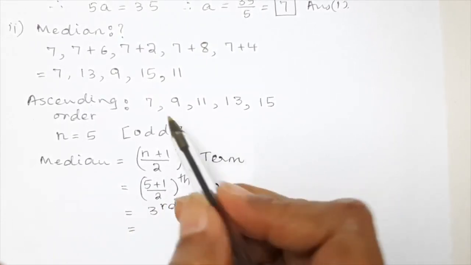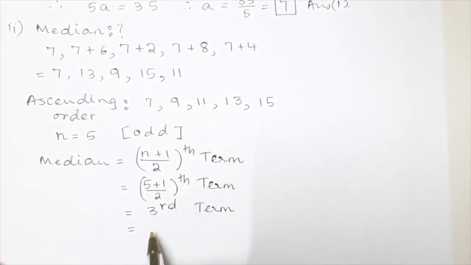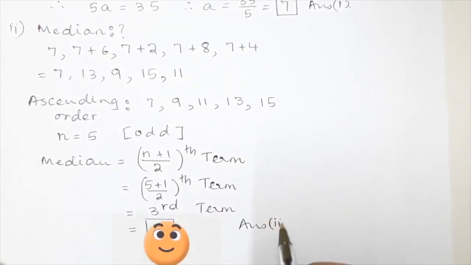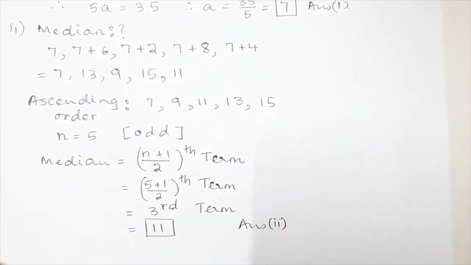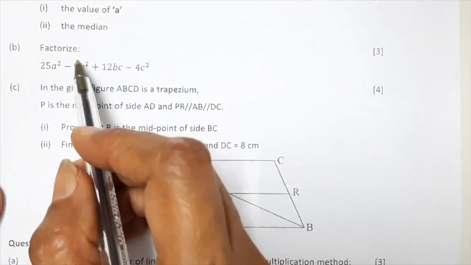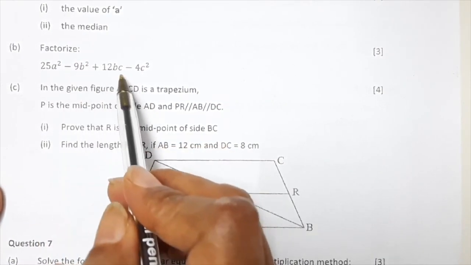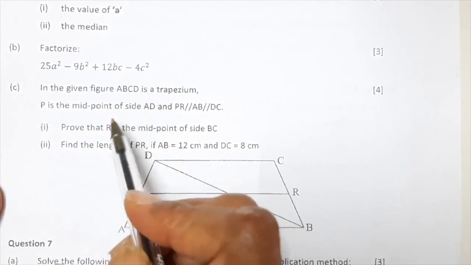And the third term is 1, 2, 3, so that is 11. And that is our answer 2. So we finished 6a. 6b is factorize 25a square minus 9b square plus 12bc minus 4c square.